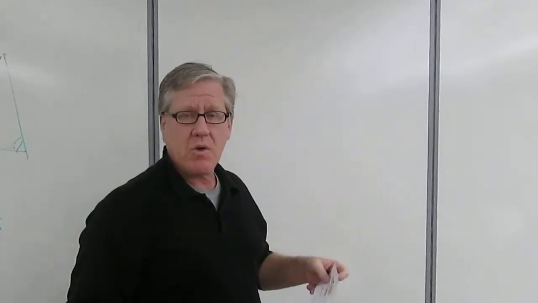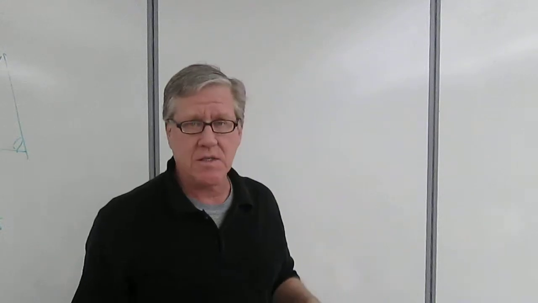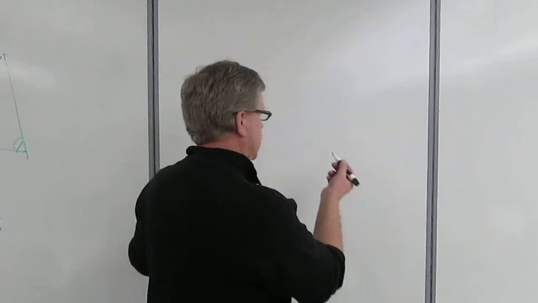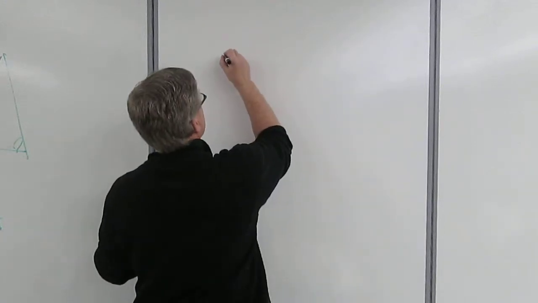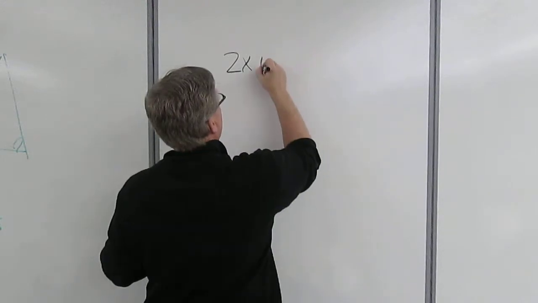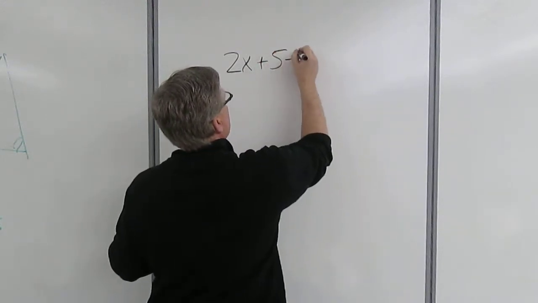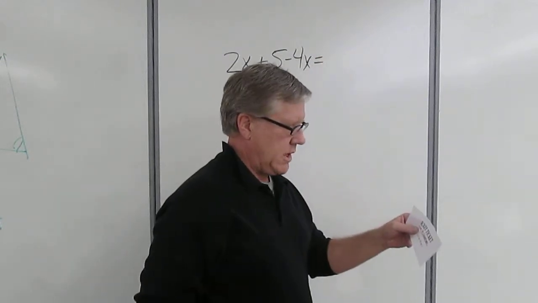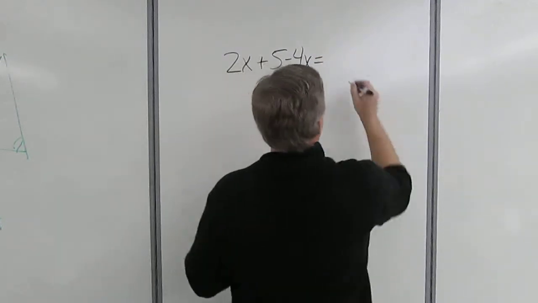It's a simple equation that we're going to solve for x, but we need to simplify things on both sides first. So let's first write it out. We got 2x plus 5 minus 4x equals 15 minus 6x minus 2.